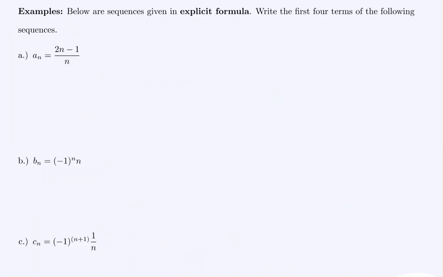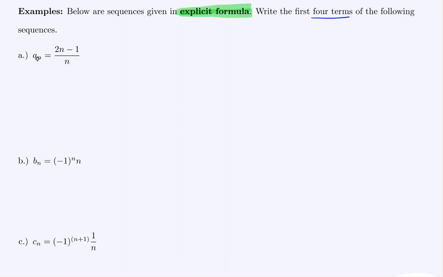Now sometimes we're given formulas to represent the sequence relationship. In this case, if you're given a formula where you can input an n value and get that exact term back, that would be called an explicit formula. And we'll compare this later to something called a recursive formula. And here we're asked to write the first 4 terms of the following sequences.